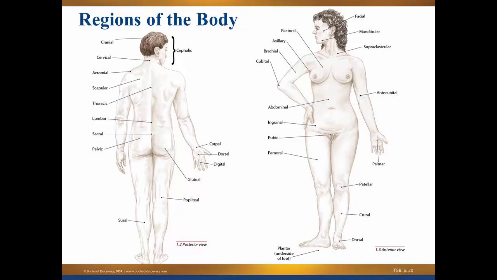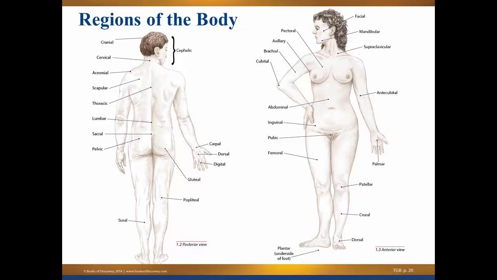Moving on to the right-hand side of your screen, down the female arm is the antecubital region, which is the inside part of the elbow. The palmar region, named for the palm. The patellar region, which refers to the kneecap, named the patella. The crural region refers to the anterior lower leg, anterior meaning the front and lower leg. And an important region, the dorsal region again of the foot.